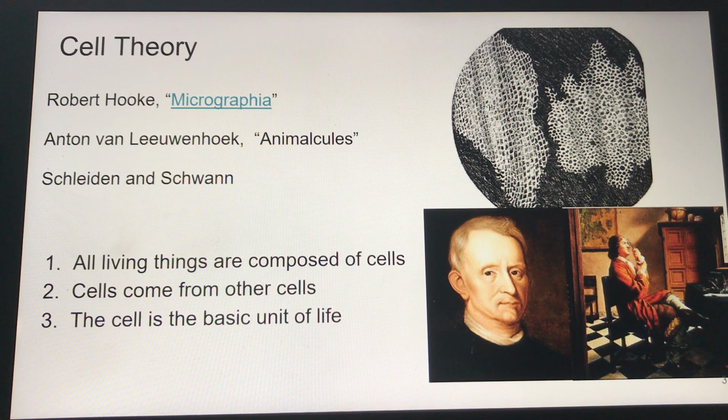Now, the first point in the cell theory is that all living things are composed of cells, because we know from looking previously at the characteristics of life that a cell is the smallest living unit. So if something is alive, it has to be consisting of cells. Then cells always come from other cells. You do not have cells just spontaneously arise out of nothing. They have to come from previous cells. And thirdly, like we said, the cell is considered the basic unit of life.